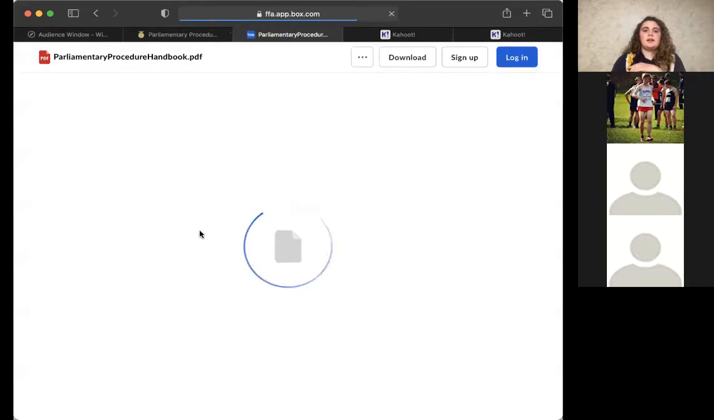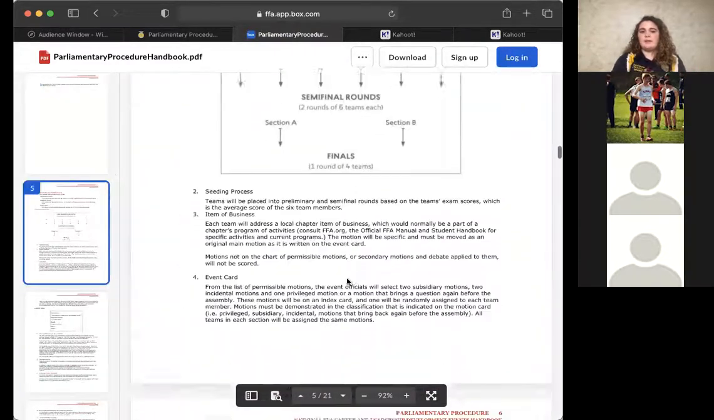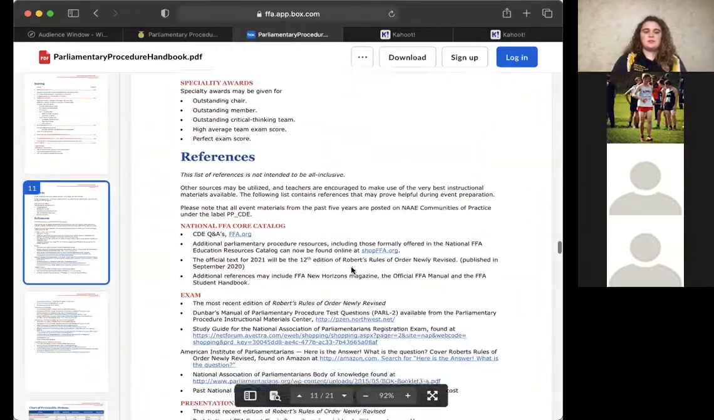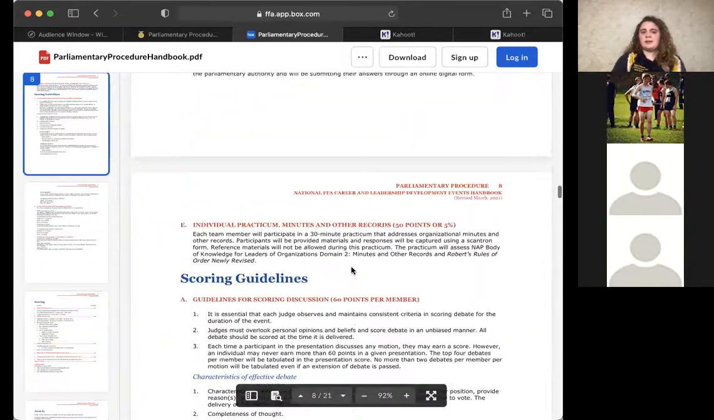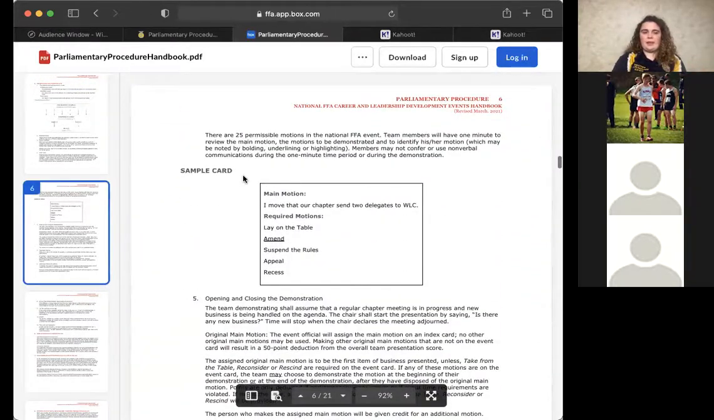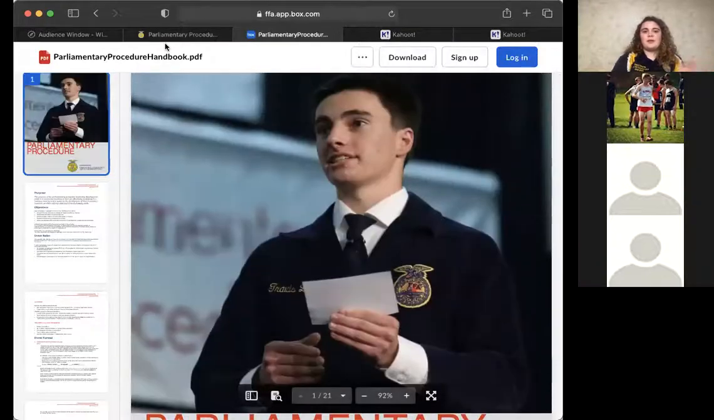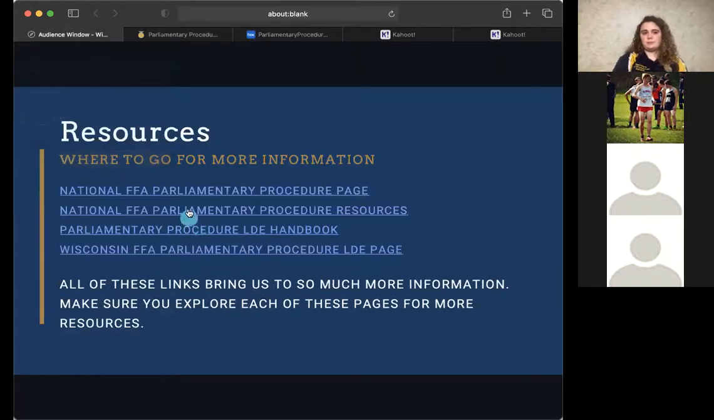There's also a link on here to the Parliamentary Procedure Handbook. That's also on the National FFA website in that FFA box resources. This gives us all kinds of information on what the event is like and all the rules, guidelines, everything like that. Some example demonstration cards, sample cards on there, etc. Okay. You all will have access to all of these resources and specifically this slideshow afterwards. So if you want to use these links, you can.